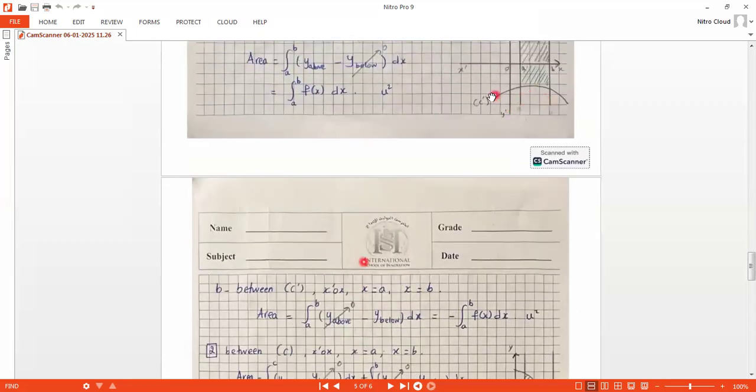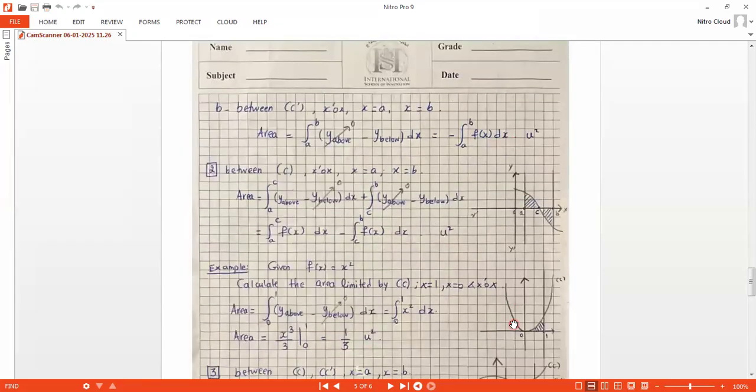Now this one, curve C prime, between A and B, it's below the x-axis. So y above is 0 because the x-axis in this case is above. So we have minus the integral from A to B of f of x dx. Now, between the curve A and B and the x-axis, we have two parts. So we do A to C alone and C to B alone, two parts here. One will be y above minus y below, where y above is 0. So that's the final answer.